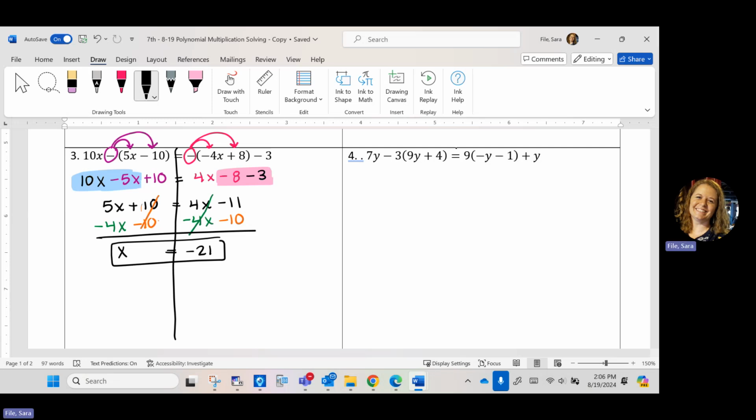All right, let's do it again with 4. This time we've got more complex distribution because we've got numbers. It's not just a negative sign being distributed. So this is going to be negative 9y minus 9 plus y stays as is.